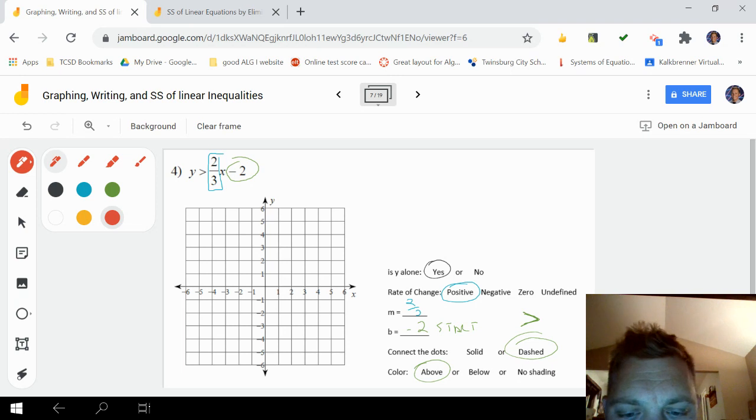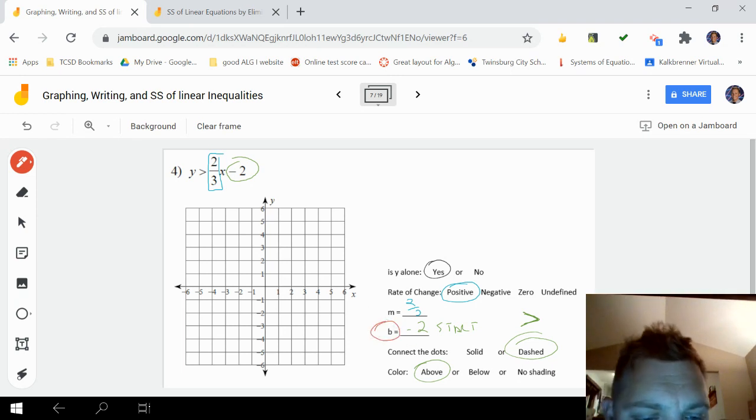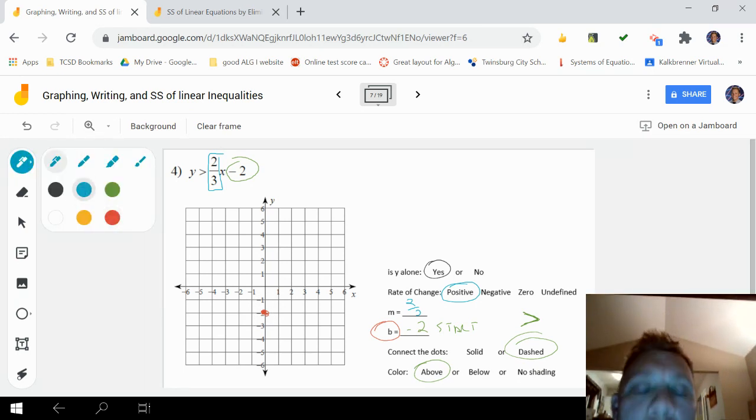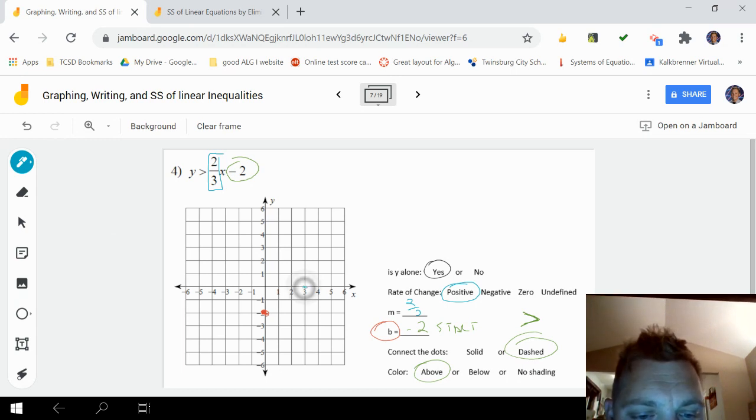Where do I start? My starting point is always that B. So -2 on the y-axis. And now from there, I'm going to use my slope, which is 2/3, which means go from that starting point, not the origin now, go up 2 and right 3. From that point, go up 2 and right 3.